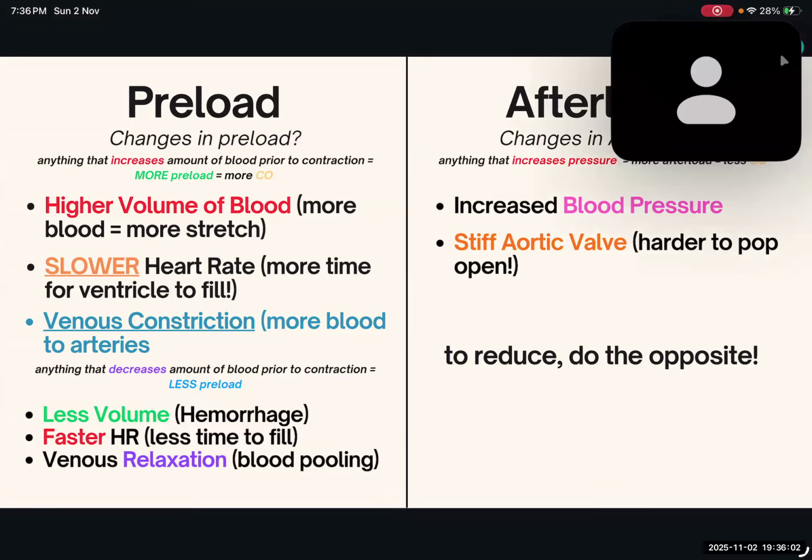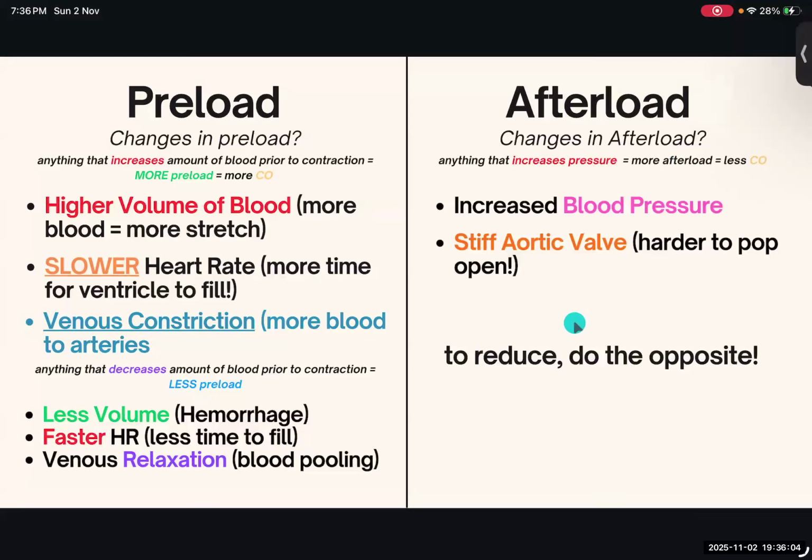Is this clear? I'll just assume that it is because I feel like I'm stopping too much.